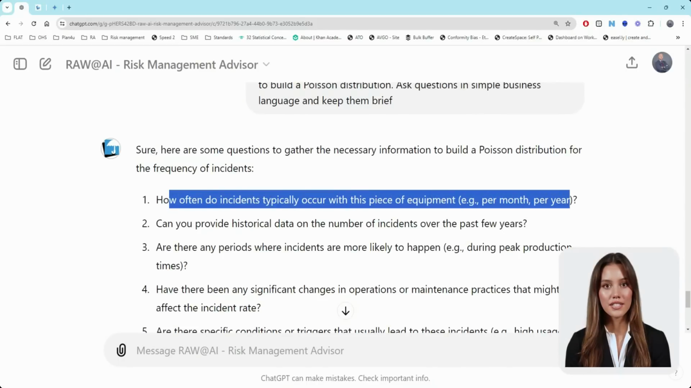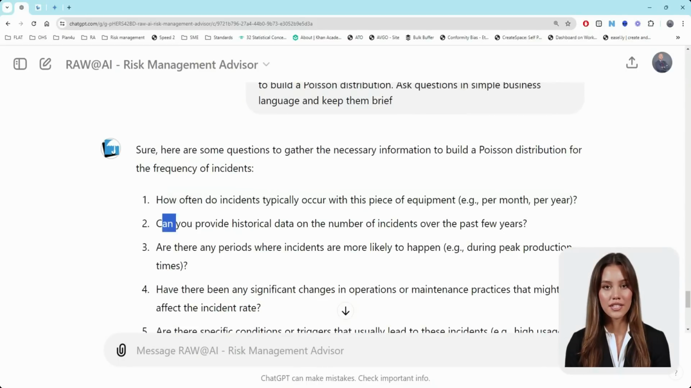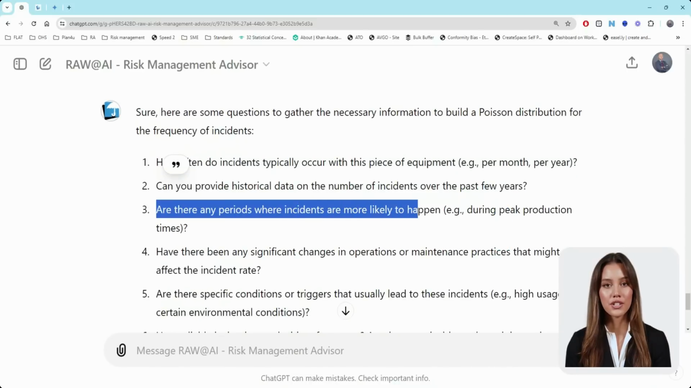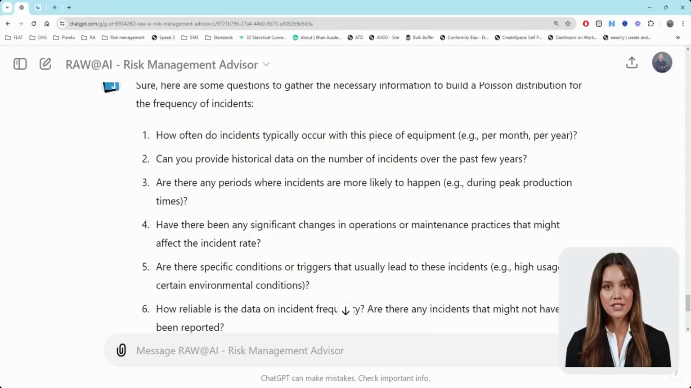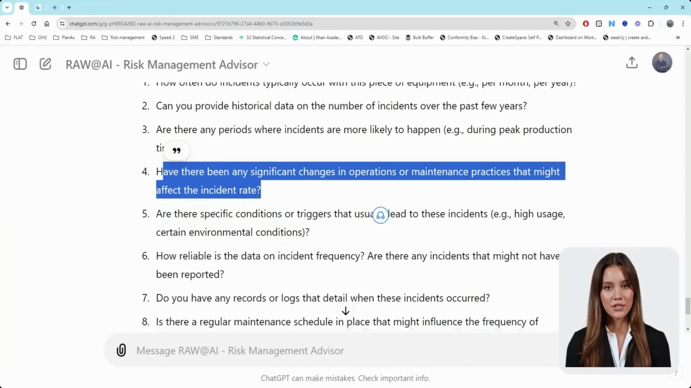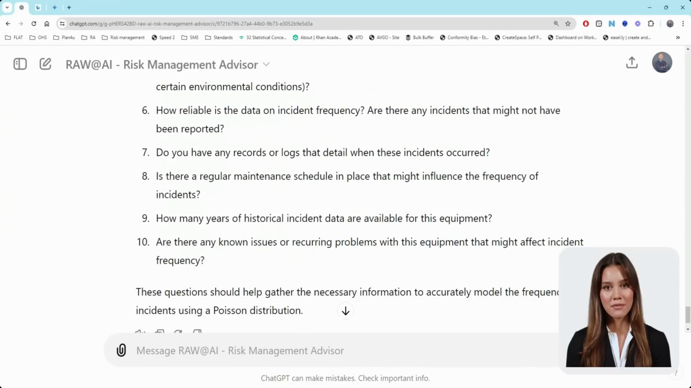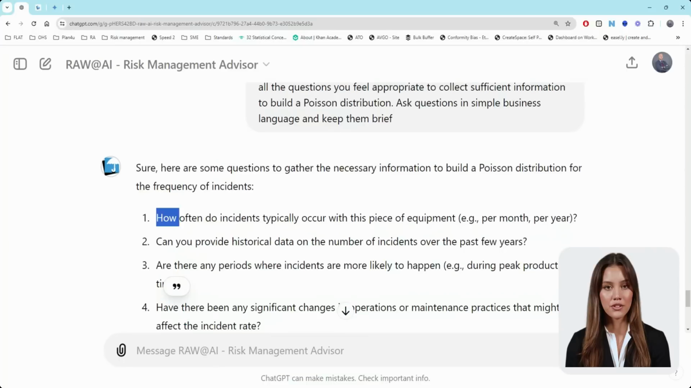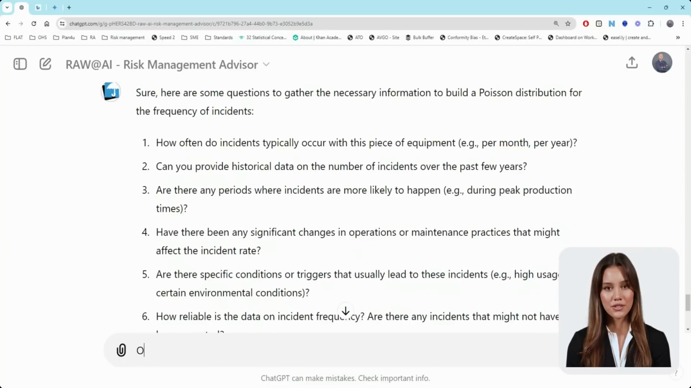For example, we see here, how often do incidents typically occur with this piece of equipment, per month or per year? Can you provide historical data on incidents for the past few years? Are there any periods where incidents are more likely to happen during production times? Have there been any significant changes in operations that might affect the incident rate? All of these are excellent questions that you could discuss with someone in operations. You would get responses quickly.